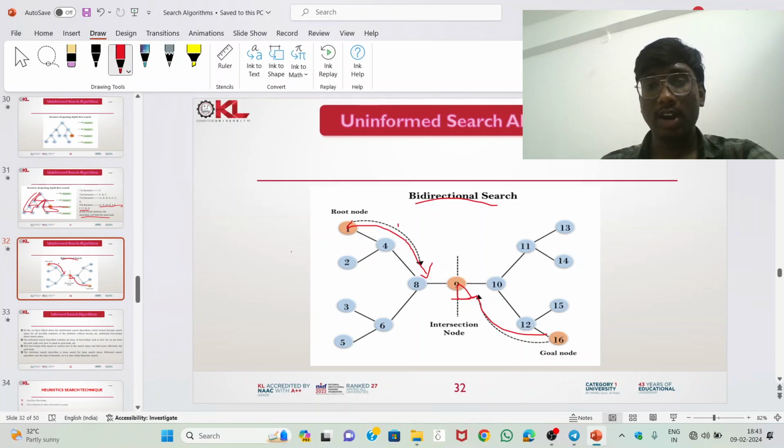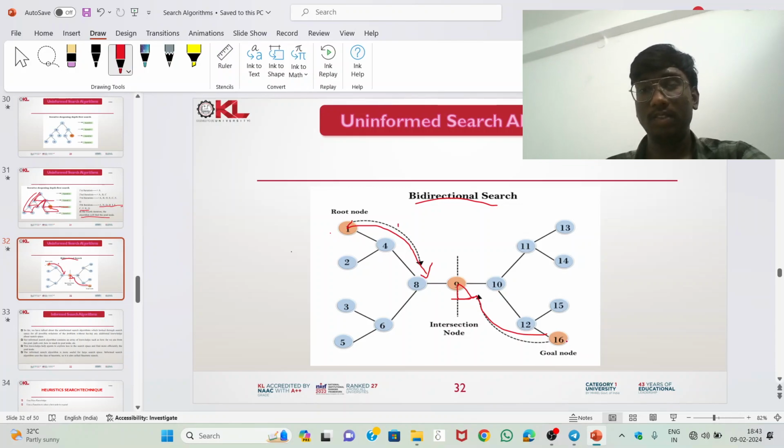By combining both paths, we get a path that reaches the goal node from the root node. Means from 1 to 9 we select one path, and from 16 to 9 we select one path. By combining both paths, we get a path of least cost from 1 to 16, which is the root node to the goal node. This is how bidirectional search is done.